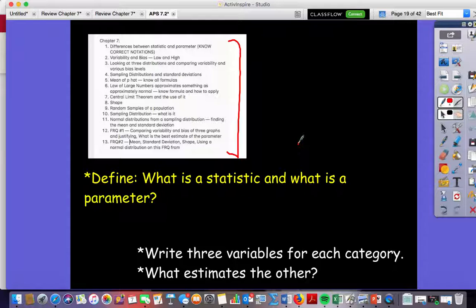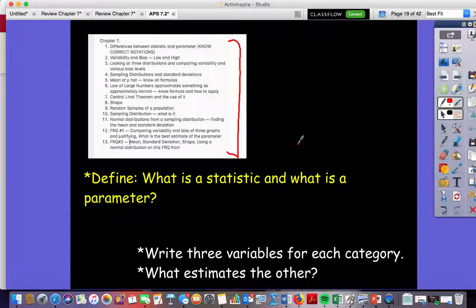Question 1. What is a statistic and what is a parameter? I don't need a huge definition. Give me a quick definition. We're not gonna answer, just write them out real quick. 1 point. Yes, for the points, we accumulate them. Keep track of those.